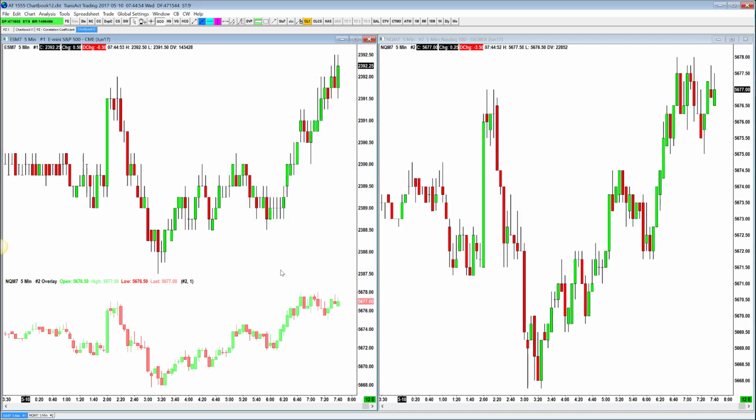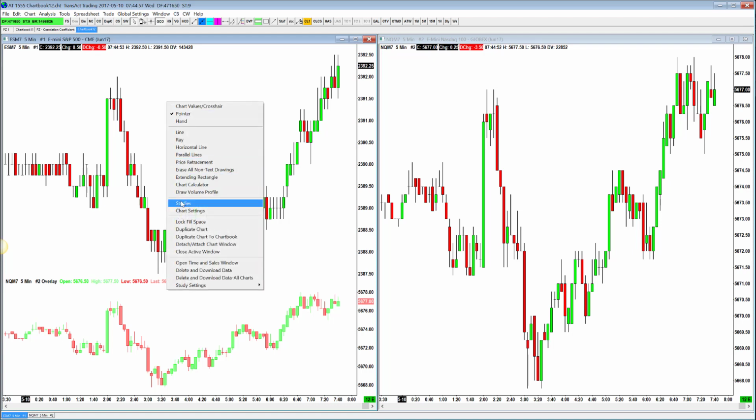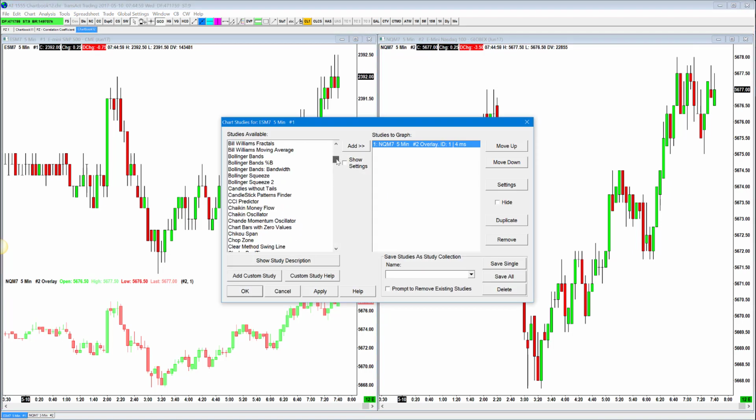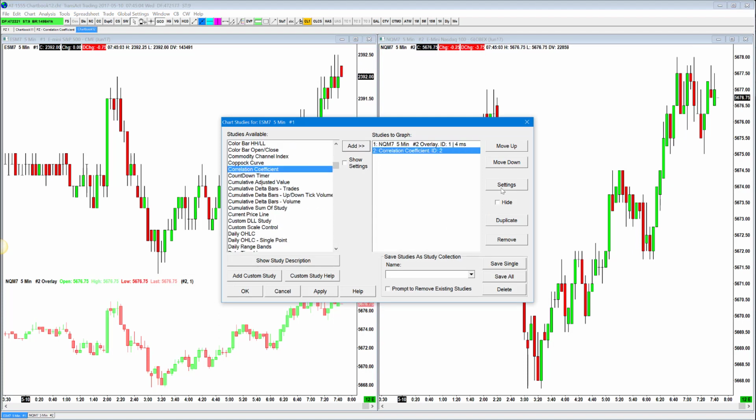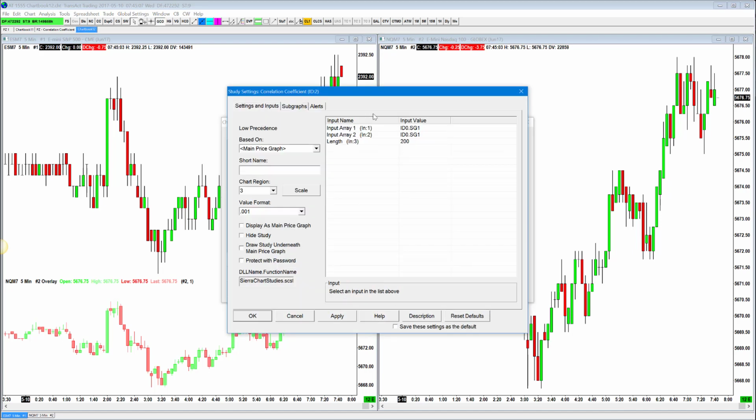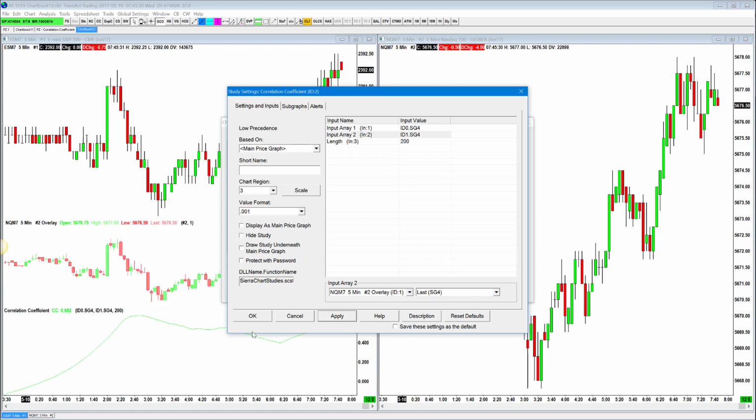Now that we've got them both on one screen, we're going to add this study called the correlation coefficient. We'll go here and look for that. There it is. Add it. In the settings section, it's really easy. You just need to pick the two inputs. The first input is the main price graph, which is the S&P, and I'm going to choose the last, which is the current price. For the second input, we choose the overlay we've done, the NASDAQ, and also choose the last price. So it's the last price of the NASDAQ and the last price of the ES. By default, it's going to go in region 3. Let's apply it, and you can see a line is generated.